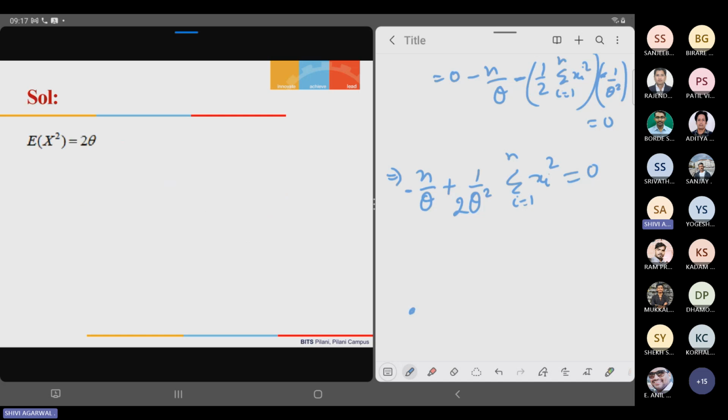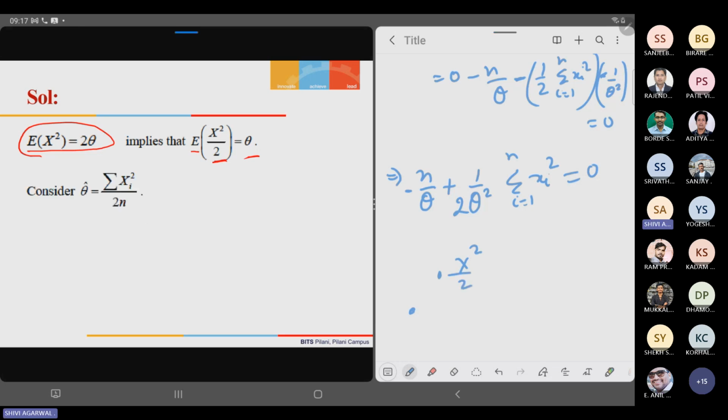Okay. So what we are doing to find out the unbiased estimator: expected value of x square is equal to 2 theta implies that expected value of x square by 2 is equal to theta. Correct. So x square by 2, expected of this follows that theta hat is what? Summation of xi whole square upon 2n will be an unbiased estimator for theta. Okay, that is coming from here.